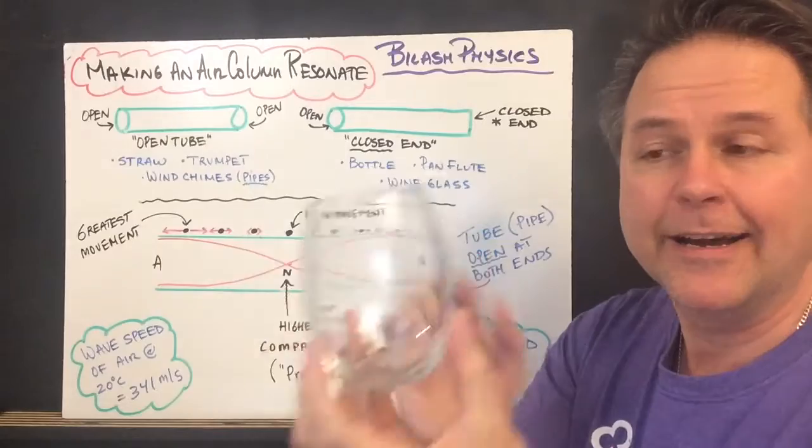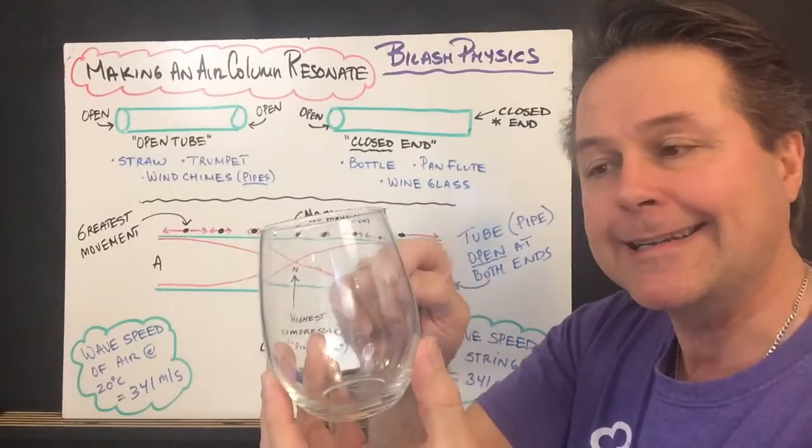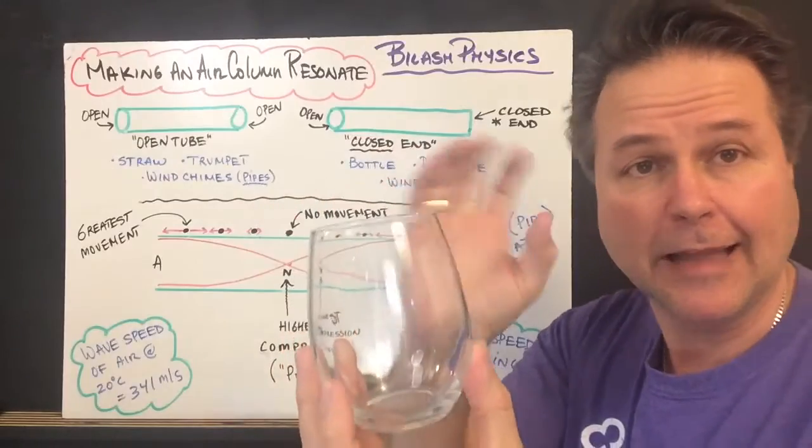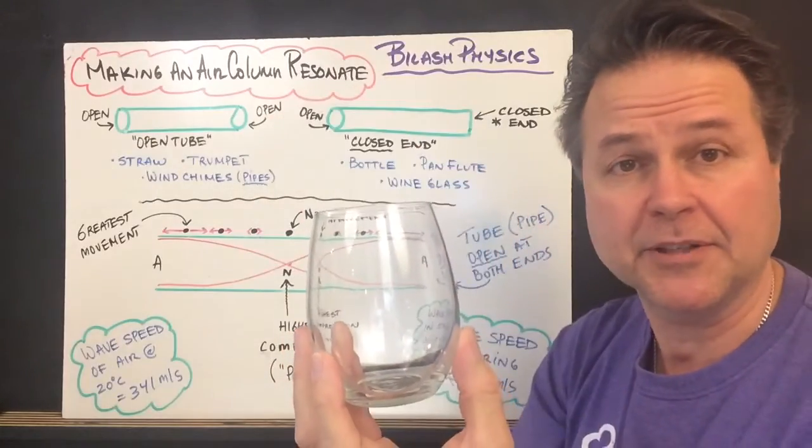Here's a glass. I can make the air column inside the glass vibrate by tapping the glass. The glass vibrates and it vibrates the air inside the glass.